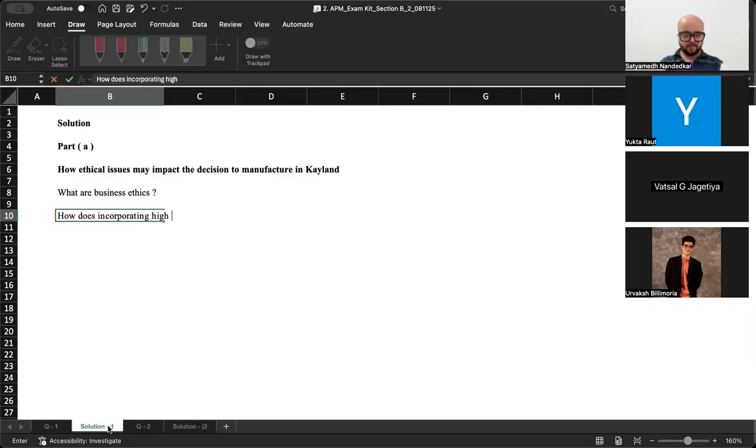Incorporating high standards of ethical behavior help the company. You have to write 2 to 3 lines.